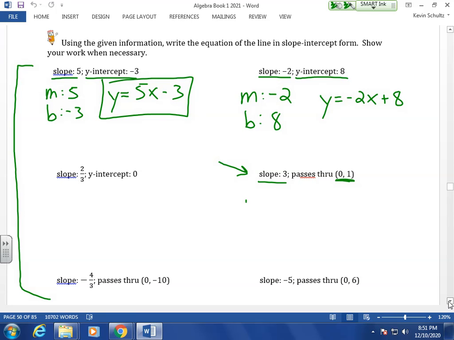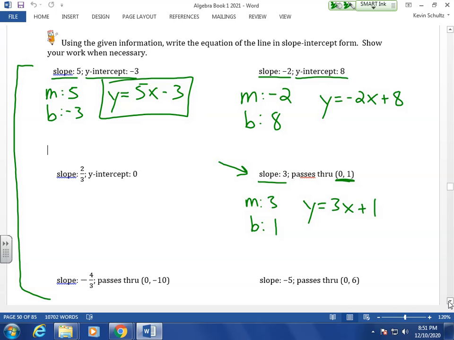We've got our slope, 3. We've got our y-intercept, which is +1, because if the line passes through 0, 1, which is on the y-axis, by definition, that is the y-intercept. So plug them in. Y equals our slope 3 times x, and then our y-intercept +1. Y equals 3x plus 1.